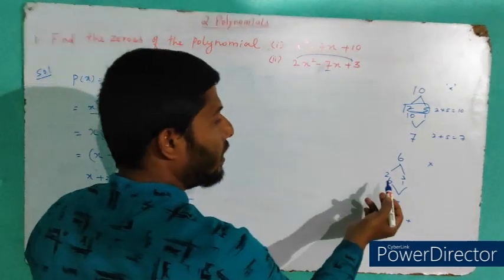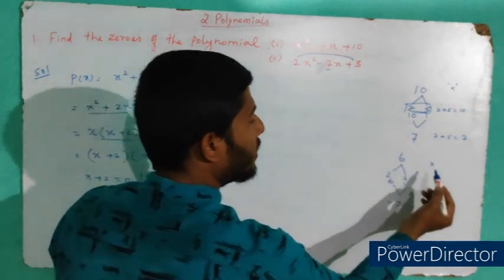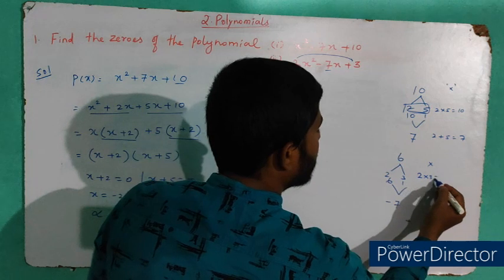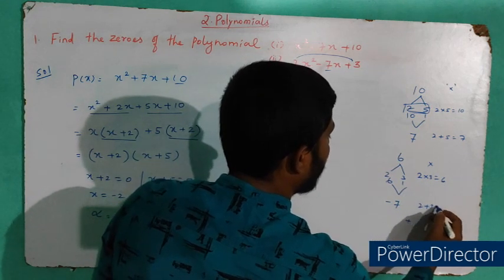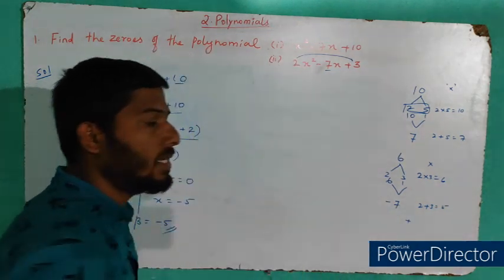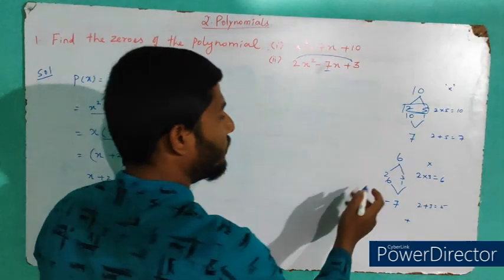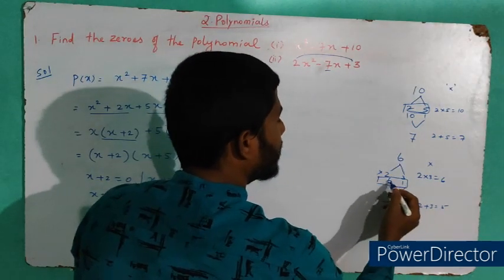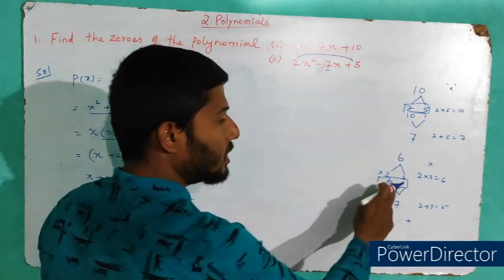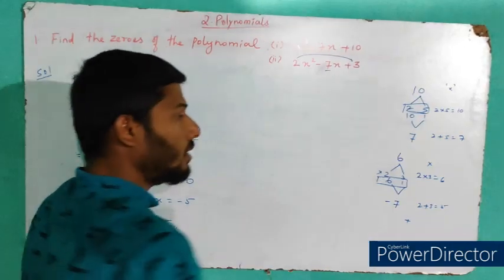If you multiply your 2 and 3, 2 3s are, you will get 6. Same numbers if you add here 2 plus 3, you will get 5. You will not get the minus 7. So we have to go for some other factors. So this we cannot take. Then you think about here, 6 1s are 6. You will get it. 6 plus 1 is 7. But you need a minus.